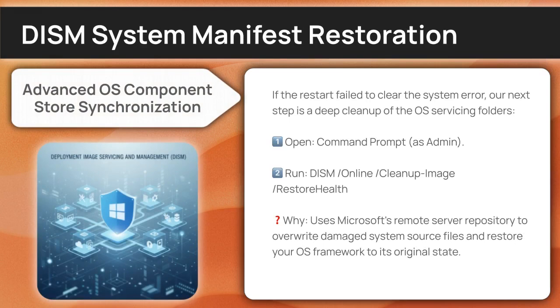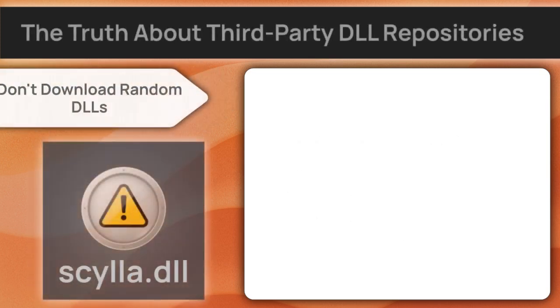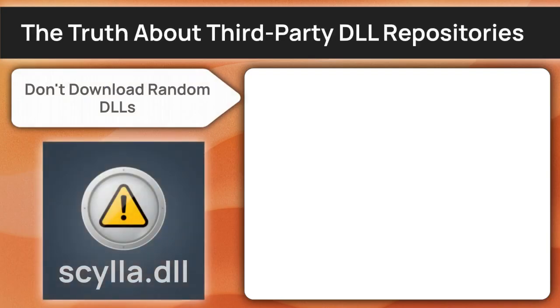If the restart failed to clear the system error, our next step is a deep cleanup of the OS servicing folders. First, open command prompt as admin. Second, you're going to type dism /online /cleanup-image /restorehealth. Then hit enter. Why are we doing this? Well, it uses Microsoft's remote server repository to overwrite damaged system source files and restore your OS framework to its original state.